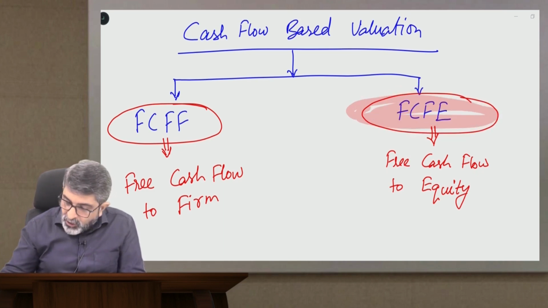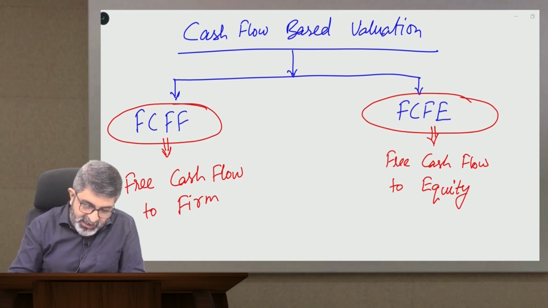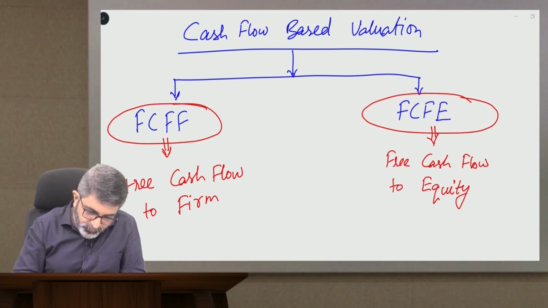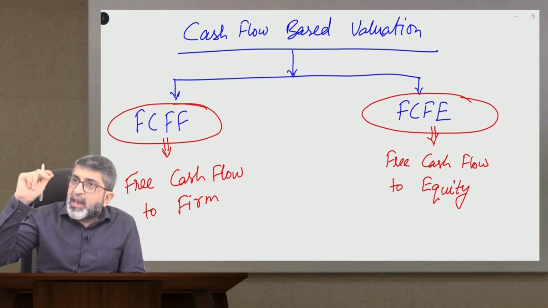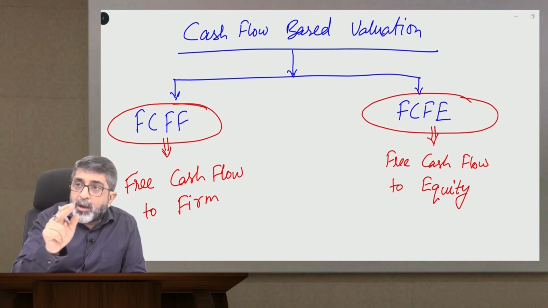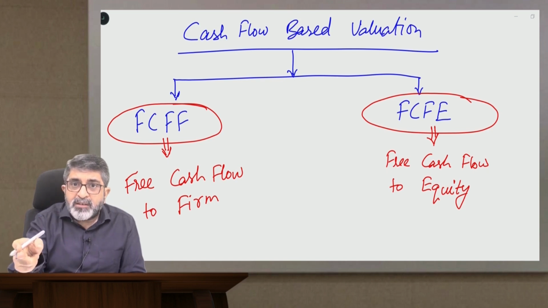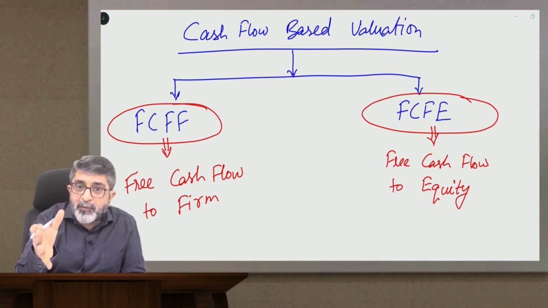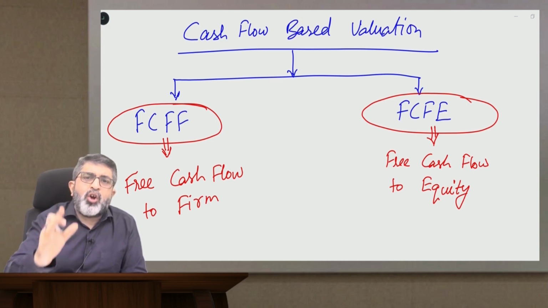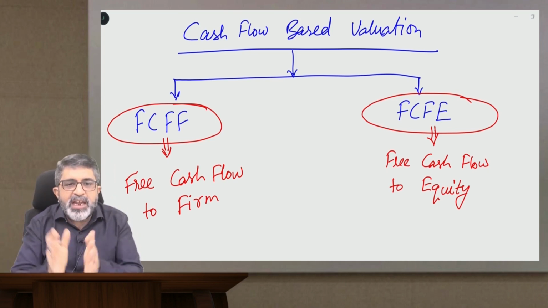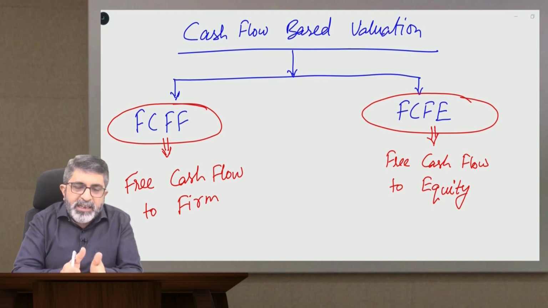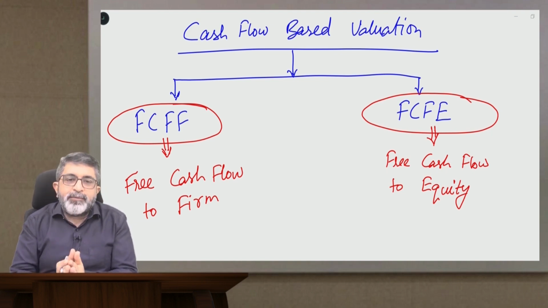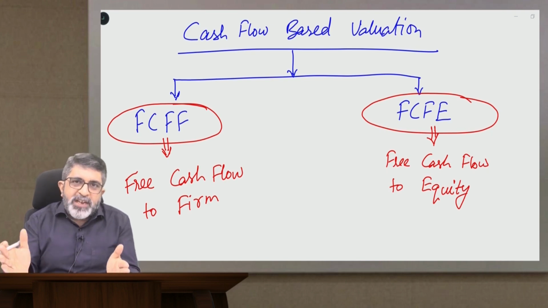FCFE. When you are talking about free cash flow to equity, everything before arriving at the funds available for equity, literally all your obligations you have to pay off, then you can arrive at free cash flow to equity. Now, why do we have two types of free cash flows? Why?